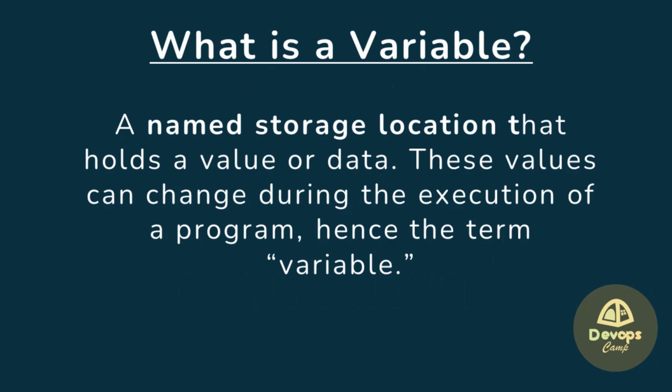Before diving into the data types, let's discuss what a variable is. Simply, a variable is a named storage location that holds a value or data. These are called variables because their values can change during the program. A variable gets a reserved location in the computer's memory.